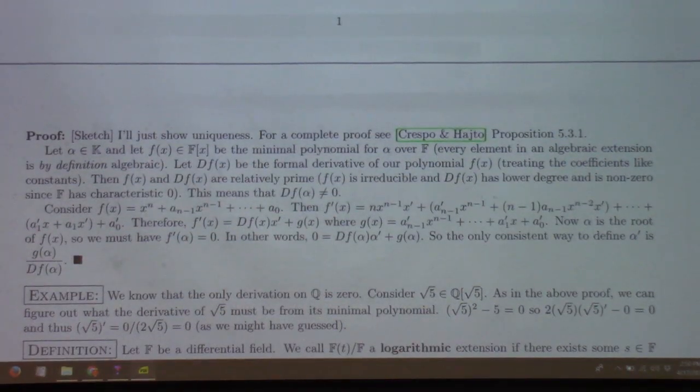Well, he just gives a sketch, but the complete proof is in this. I think that's a book. The full data on that is at the end of this PDF, all right?